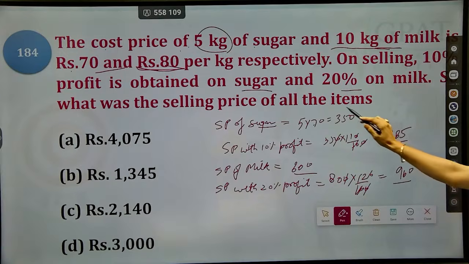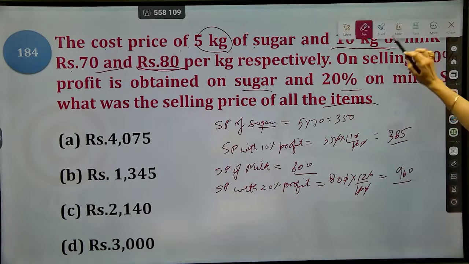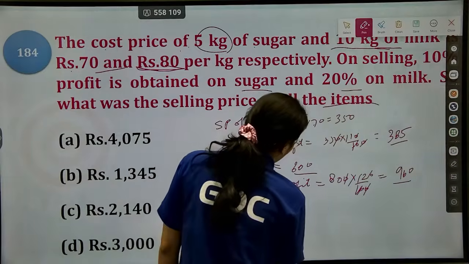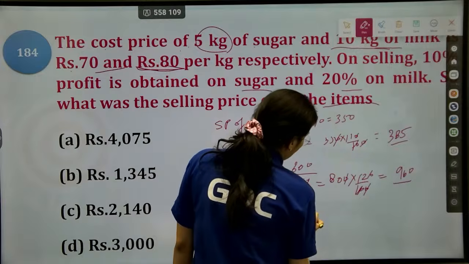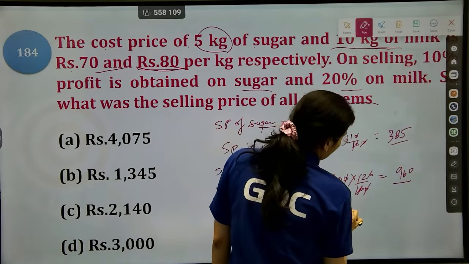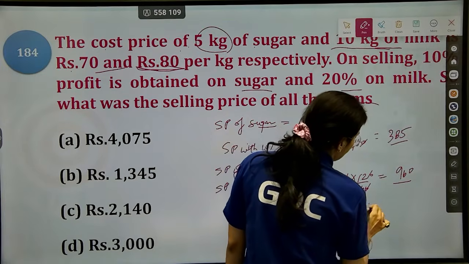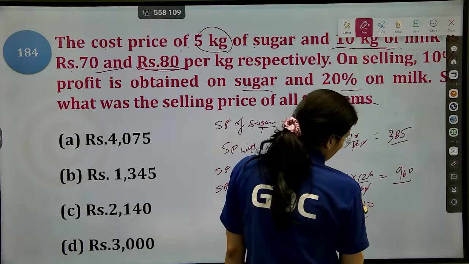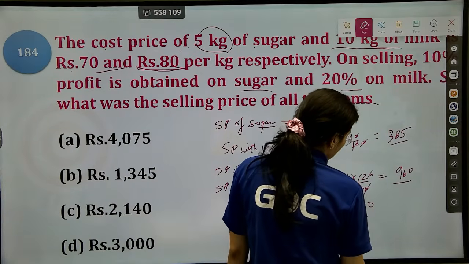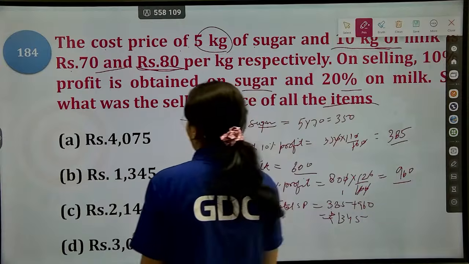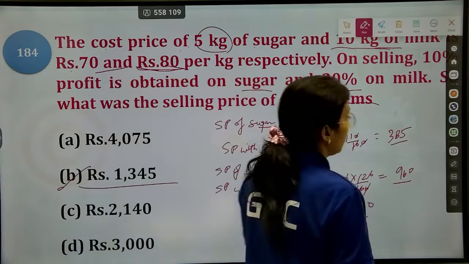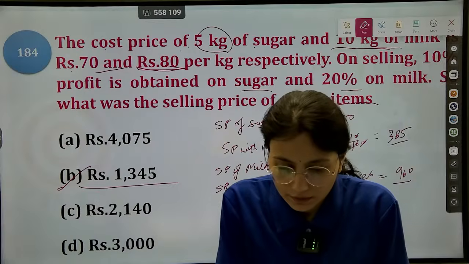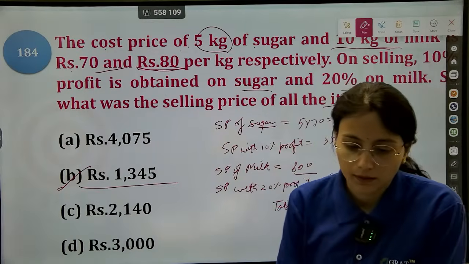So we have to find the total SP of all the items. Total SP, that is 385 plus 960, that is rupees 1345. That is option number B is correct.